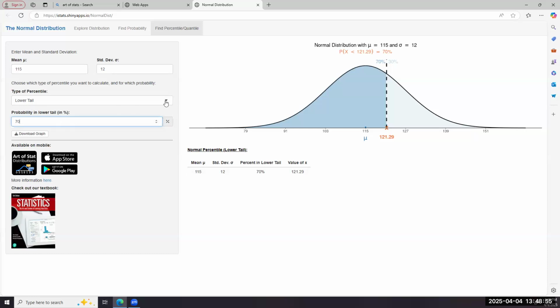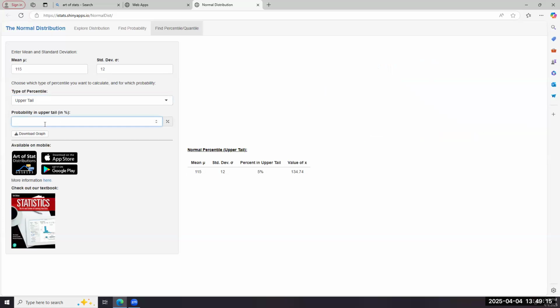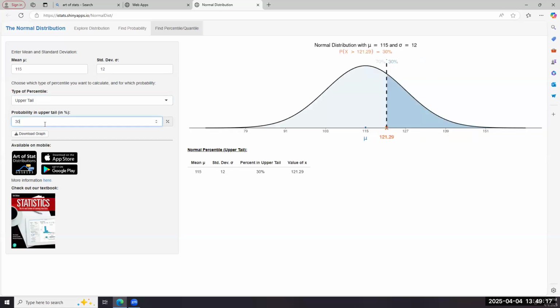If you want to use that 30% that we talk about, look at this. If you are going to be interested in the upper tail, remember in that case, you have to change this one into 30%. If you change it to 30%, you get the same number, 121, okay, and that's it, 121.29.